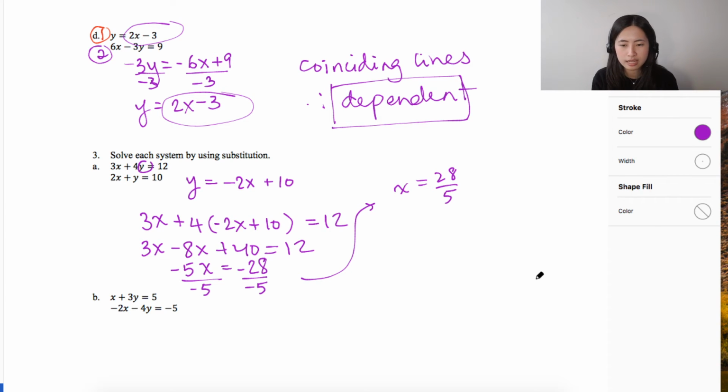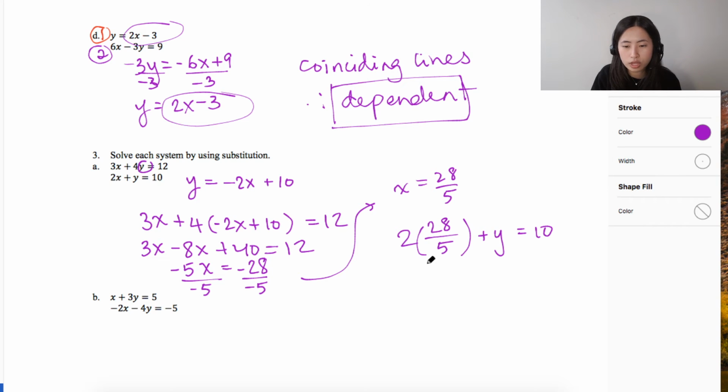So because we know that x is equal to 28 over 5, how do we find y? That's the next step. Well, you know that x is equal to 28 over 5, so just pick any of your equations. Let's say we're picking this one, because I know it's just one y and you don't have to multiply it by another number. I'm just picking the second equation because I think it's the easiest. So you have 2 times 28 over 5, plus y, which is equal to 10.